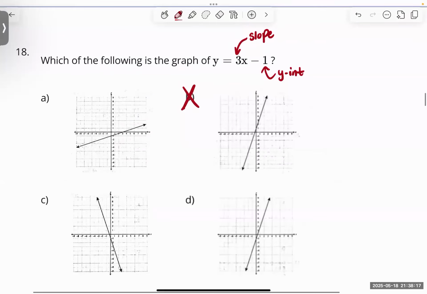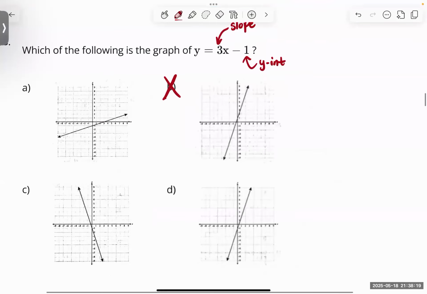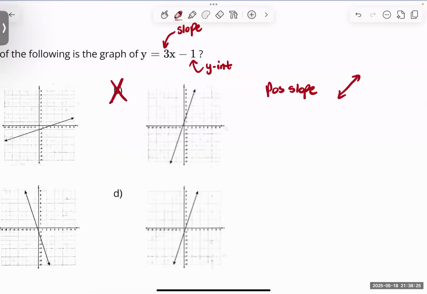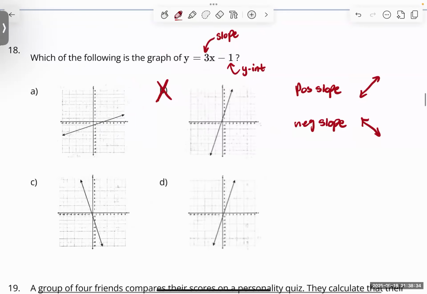Now, we can also see right here that the slope is positive. So a positive slope always goes up like this. And a negative slope always goes down like this. And as we can see here, this is a positive slope, and C has a negative slope because it's going down. So it's not C. Now we're left with two answers.